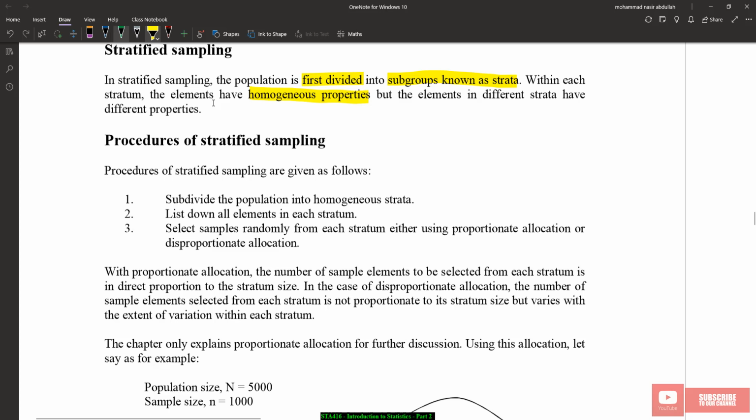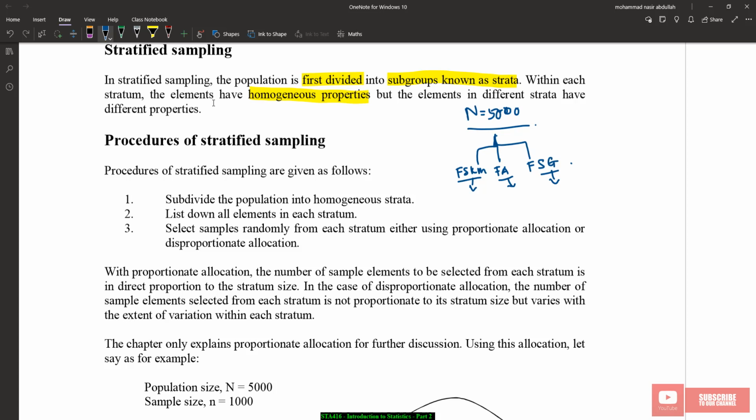For example, let's say my population is all students in UiTM Tapah. Let's say we take UiTM Tapah. So very easy to understand, right? In UiTM Tapah we have 3 faculties, right? First is FSKM, Faculty of Accountancy, Faculty of Applied Science, right? So first, out of 5,000, we divide the population into 3 groups. 3 strata.